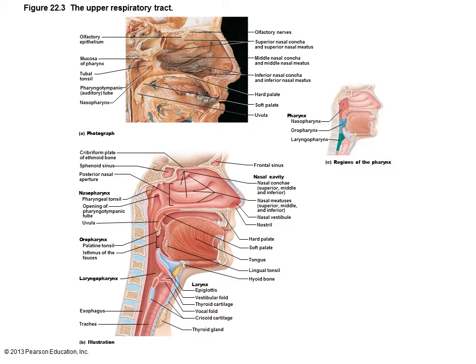Nasal conchae include superior, middle, and inferior parts, and they are raised areas projecting medially from the lateral walls to increase mucosal area and to enhance air turbulence. Paranasal sinuses are located in the frontal, sphenoid, ethmoid, and maxillary bones, and they lighten the skull, secrete mucus, and help to warm and moisten air.